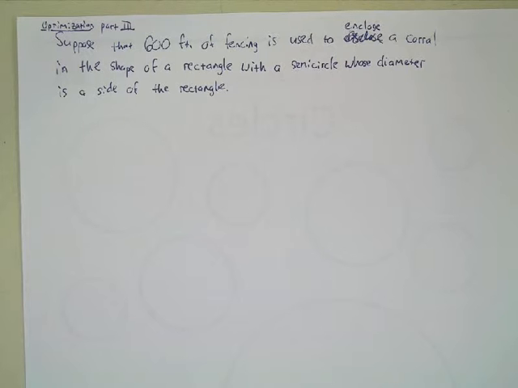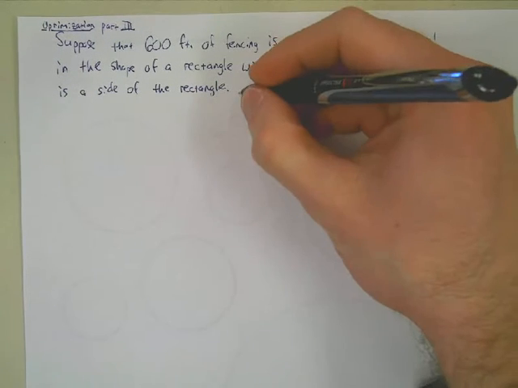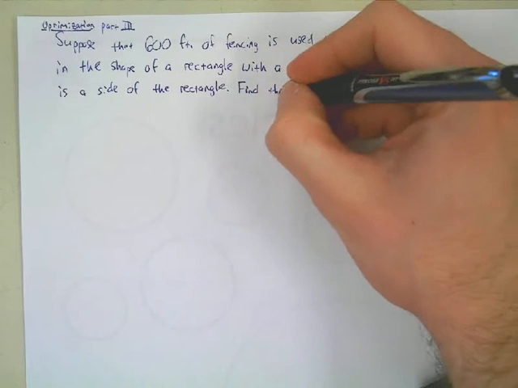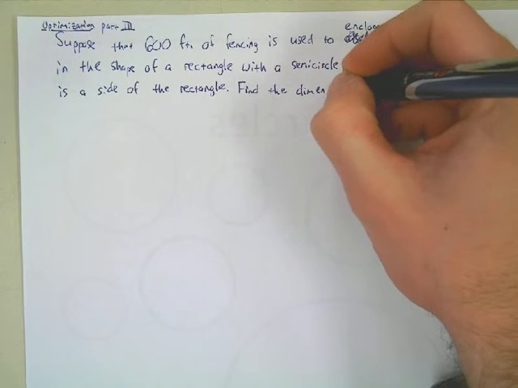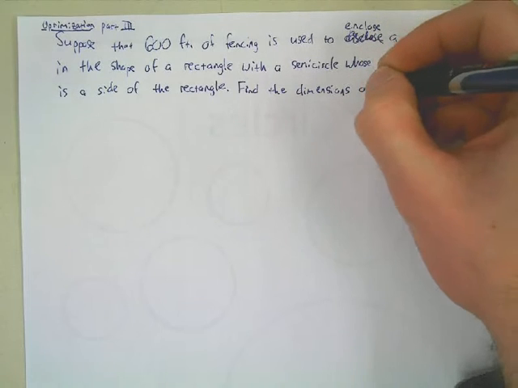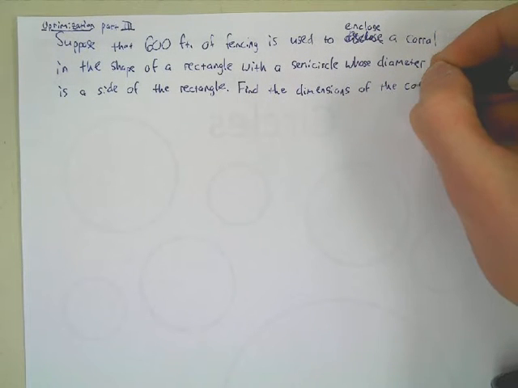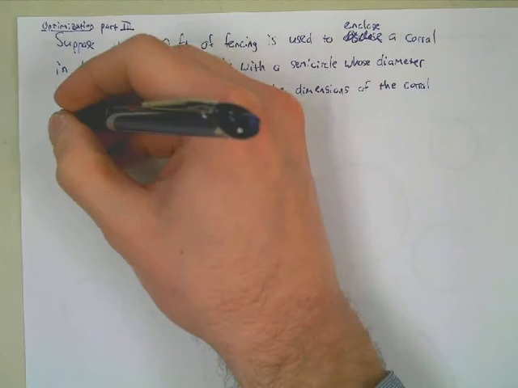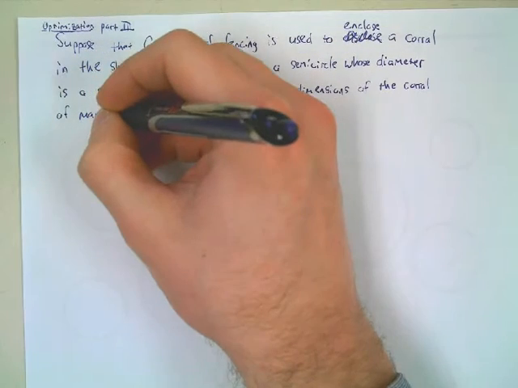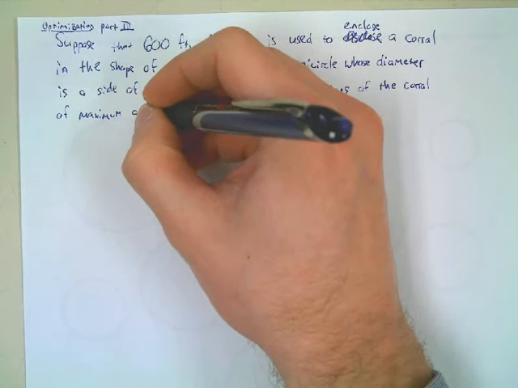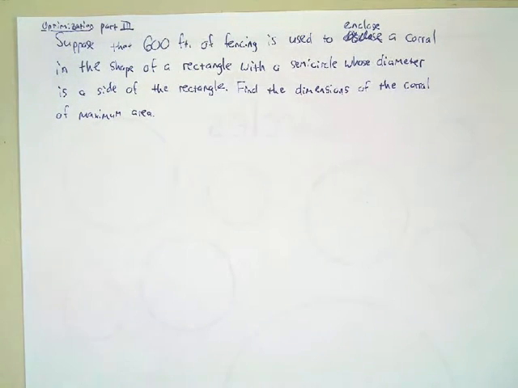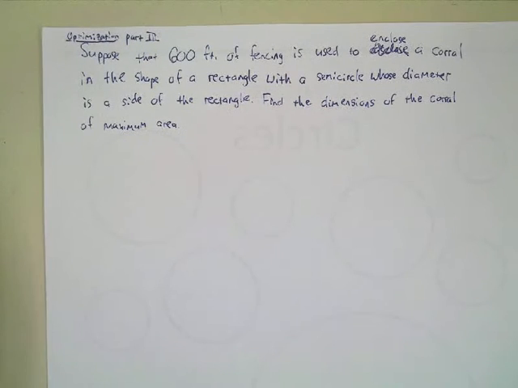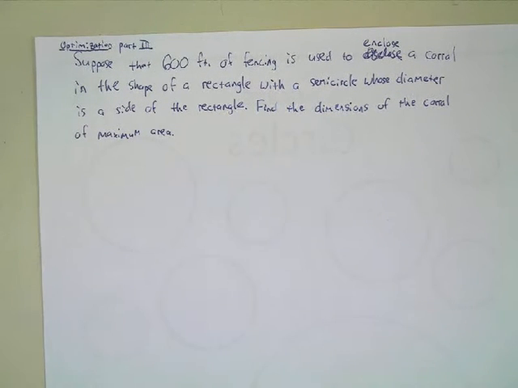All right. Find the dimensions of the corral with maximum area. Are they always going to ask to find the dimensions? Sometimes it could be to find the maximum area of the corral. In this case, we're just finding the dimensions first. But once we have those dimensions, we'll be able to find the maximum area.